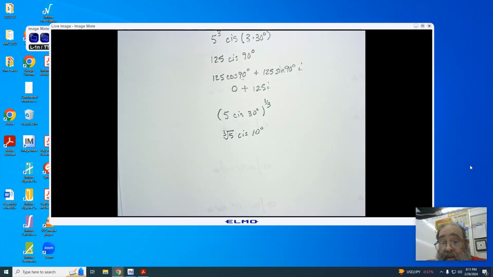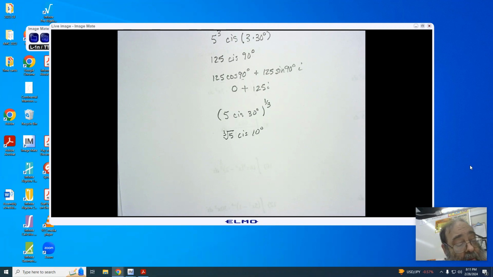Now, in order for us to figure it out in rectangular form, we would then have to find out what the cube root of 5 is. And then we would multiply it by the cosine of 10 degrees, and then we would add the cube root of 5 times the sine of 10 degrees and put i behind it.